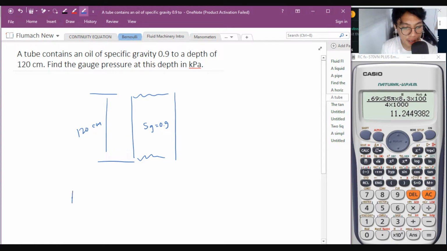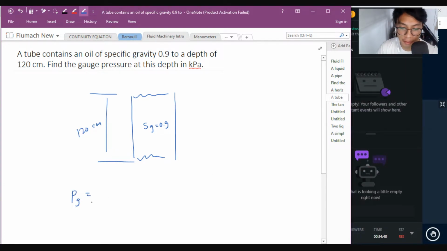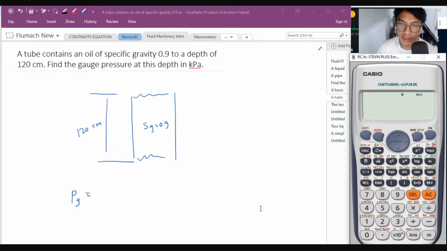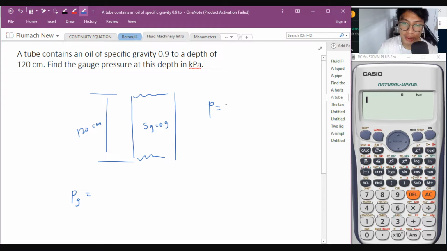So, pressure gauge equal to. Sir, hindi ko kabisado. Ay, naku, lugi ka dyan. Again, remember that pressure is equal to the specific weight of the fluid multiplied to the height of the container. Okay? Now, alam mo ba yung specific weight of the fluid? No, but we have an equation there. The specific weight of the fluid.